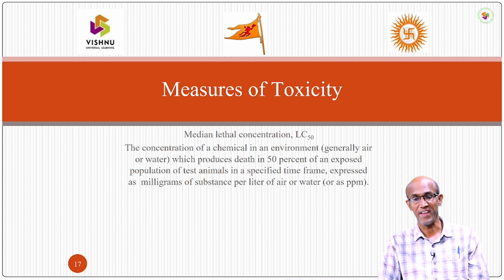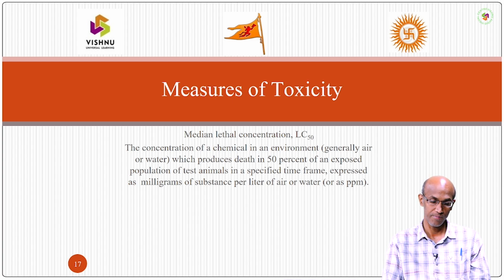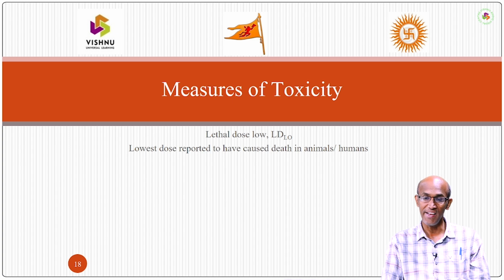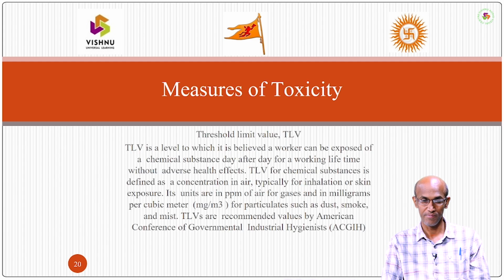Next measure is LC50. The concentration of a chemical in an environment which produces death in 50% of an exposed population of test animals in a specified time frame, expressed as milligrams of substance per liter of air or water. Next one is LD low, the lowest dose reported to have caused death in animals or humans. Next one is TC low, the lowest concentration reported to have produced any toxic effect.